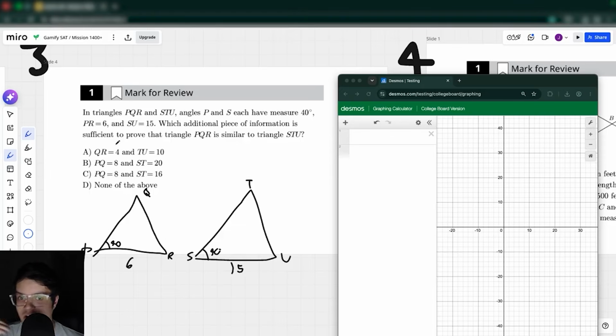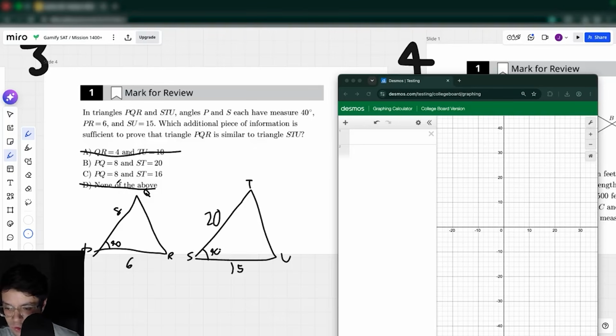Okay, so looking at this, we're trying to find places where that would be the case. QR, so that would be the one that we cannot use, so therefore A is automatically out. PQ is equal to 8, it says, and then ST would be equal to 20. That seems pretty good, but you can also see here that C says the exact same thing, PQ and ST. And also probably not none of above because we do have enough information here. So it has to be between B or C.